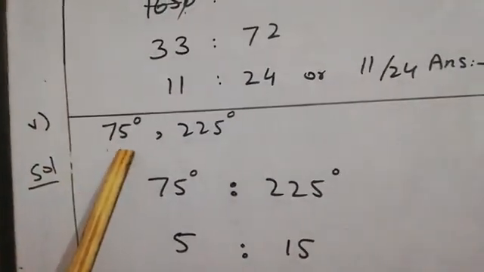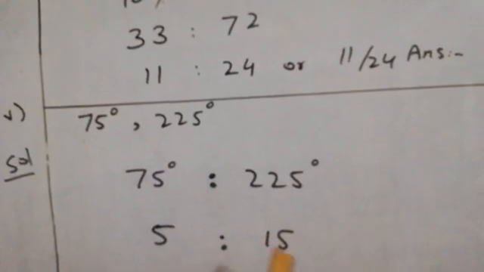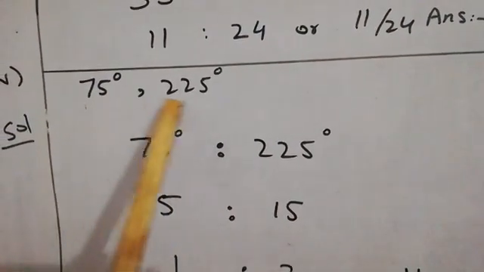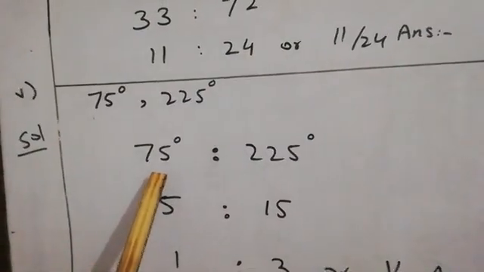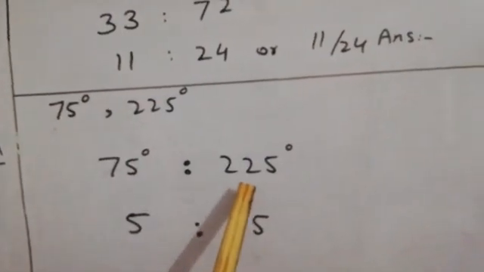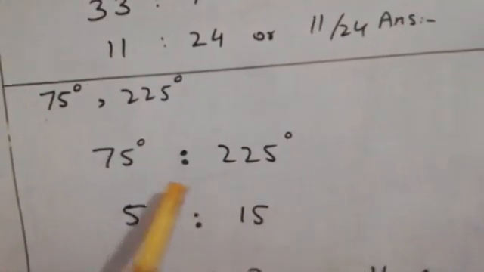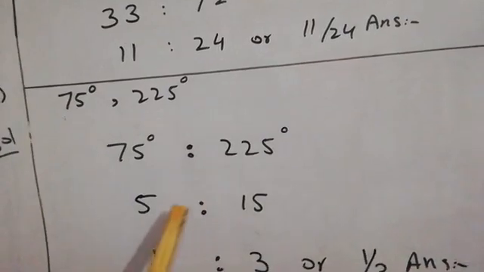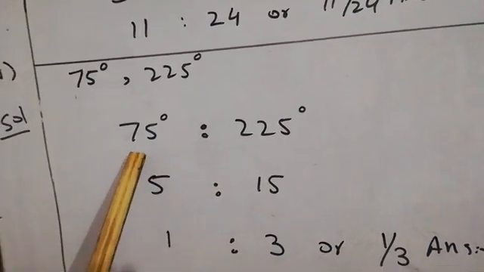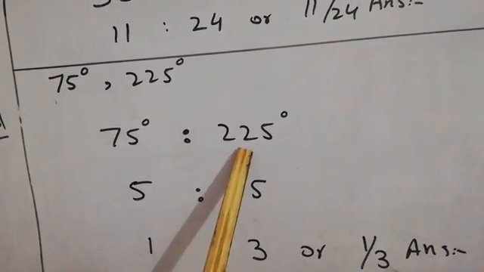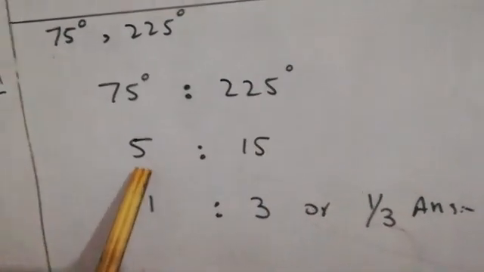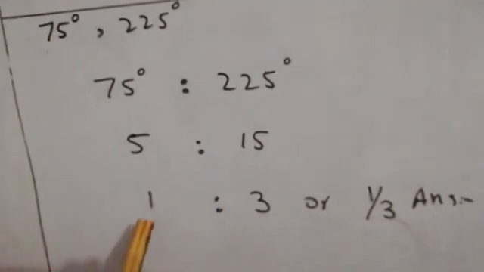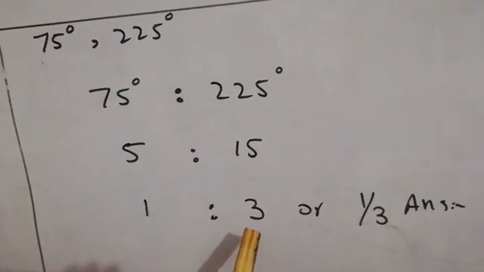Part number 5 is 75 degrees and 25 degrees. Both quantities are given in the same unit, so there is no need to convert into another unit. So just write 75 degrees ratio to 25 degrees. Both are divisible by 15. 15 5s are 75, and you know that 15 15s are 225. Again we will divide these two quantities by 5. 5 1s are 5, 5 3s are 15.